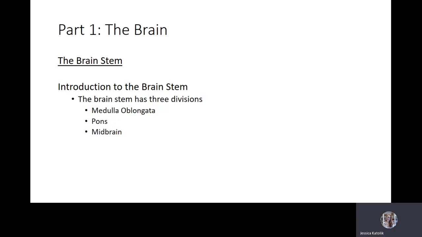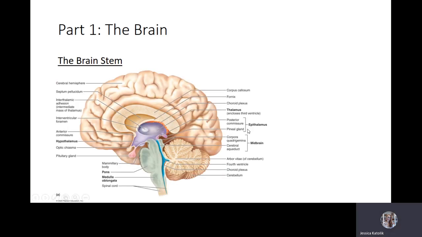So there are going to be three divisions of the brainstem: the medulla oblongata, the pons, and the midbrain. So let's look at where they are on a diagram. So over here, what we're going to have is a sectional view of the brain. And so we essentially cut the brain in half to see some of its internal structures.